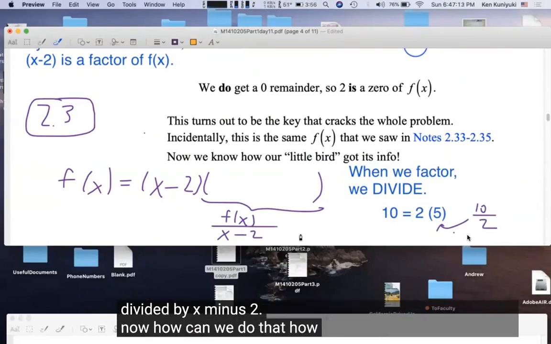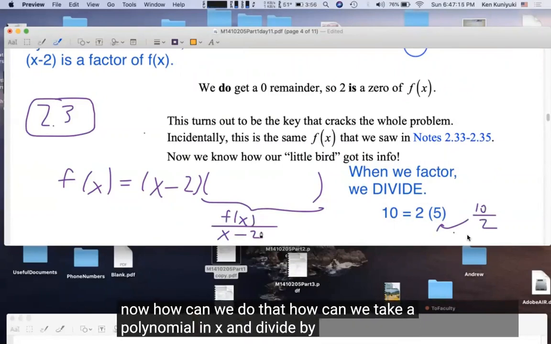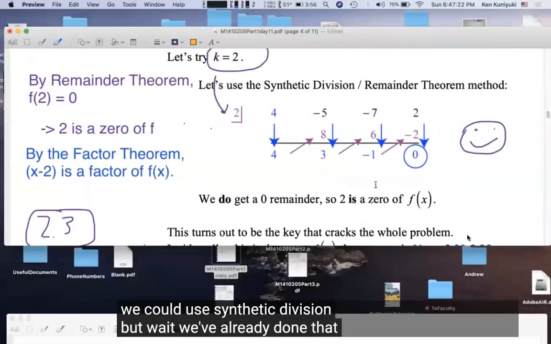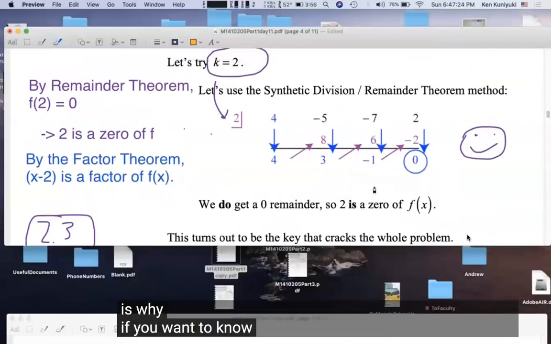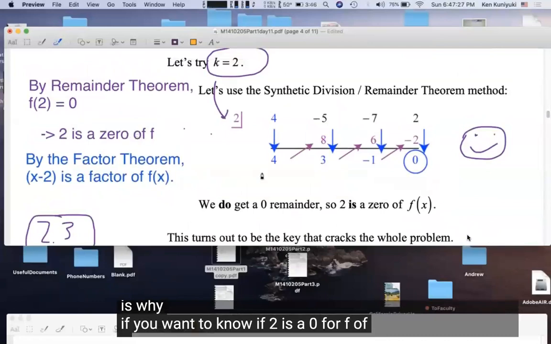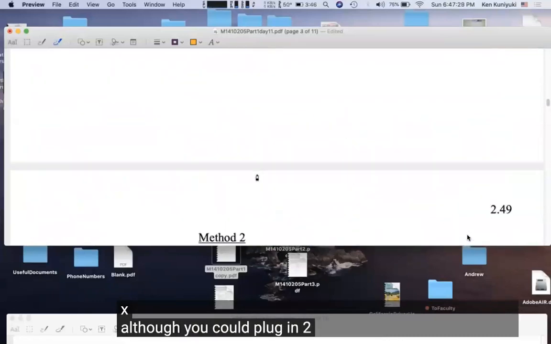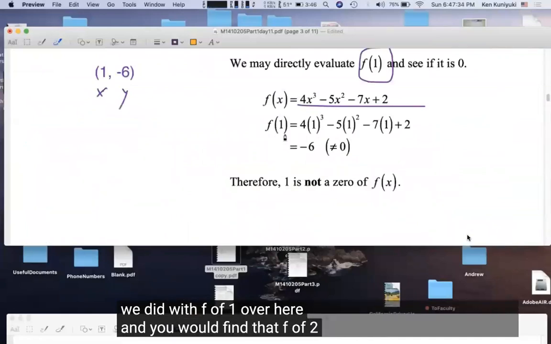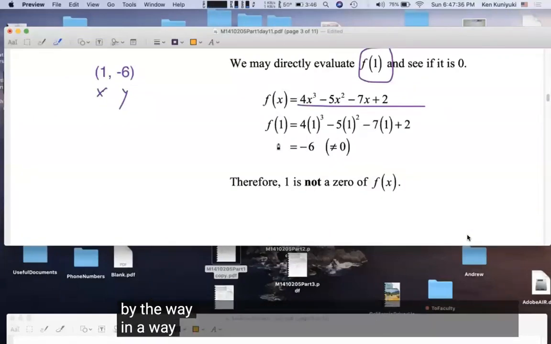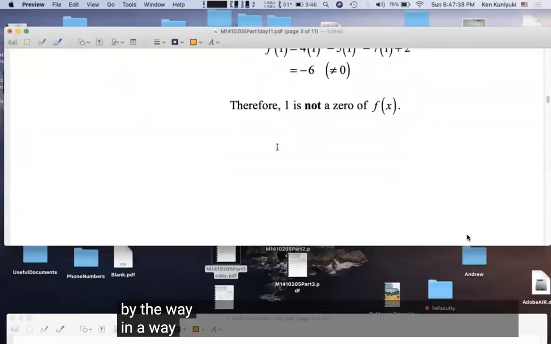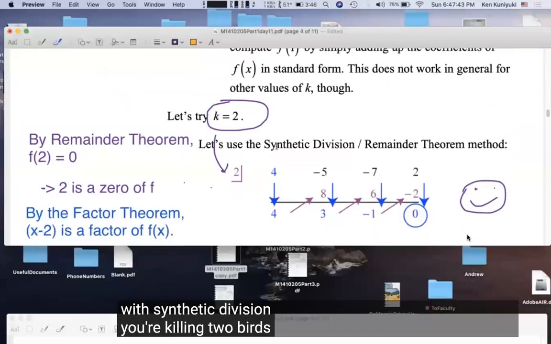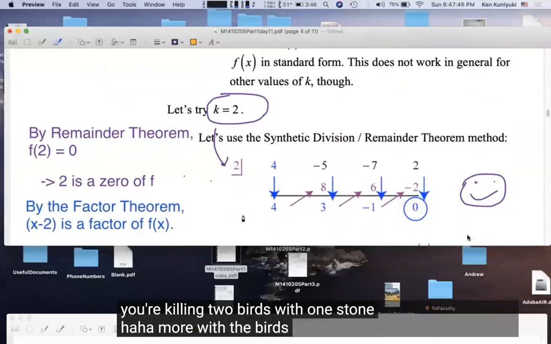Now, how can we do that? How can we take a polynomial in x and divide by x minus 2? We could use synthetic division. But wait, we've already done that. Which is why, if you want to know if 2 is a 0 for f of x, although you could plug in 2 directly, as we did with f of 1 over here, and you would find that f of 2 equals 0, by the way, in a way, you're not taking full advantage of synthetic division, because with synthetic division, you're killing 2 birds with 1 stone. Aha, more with the birds.